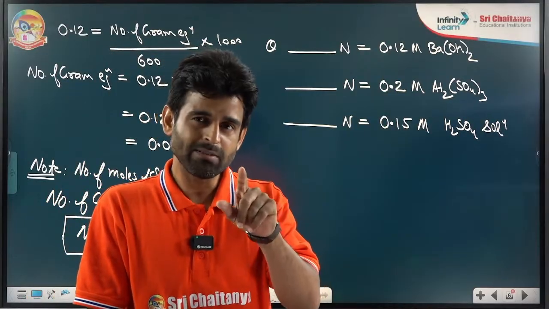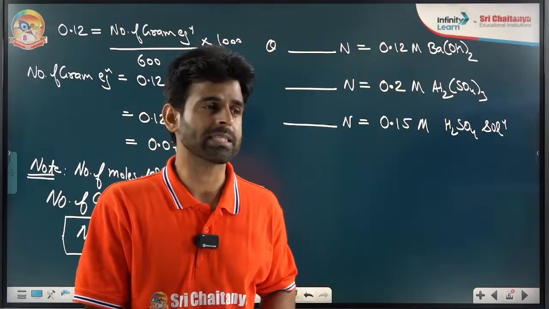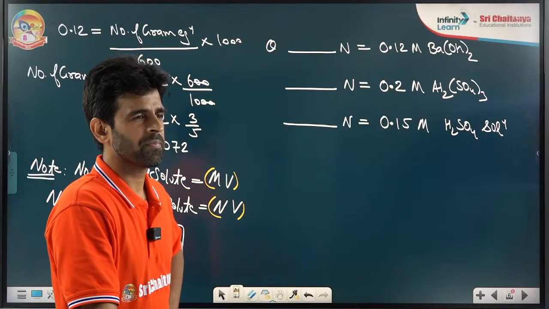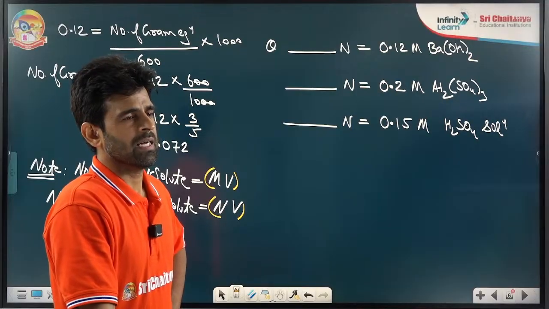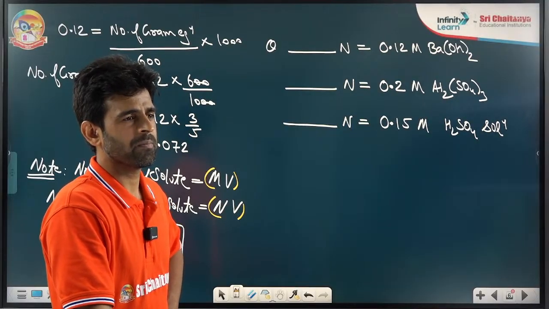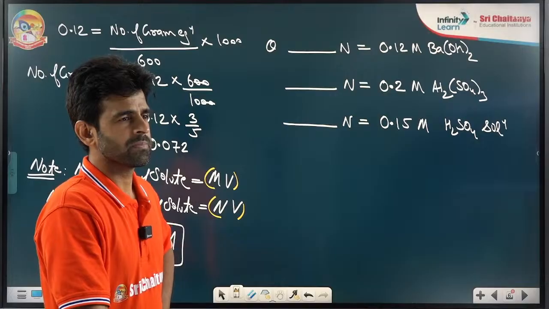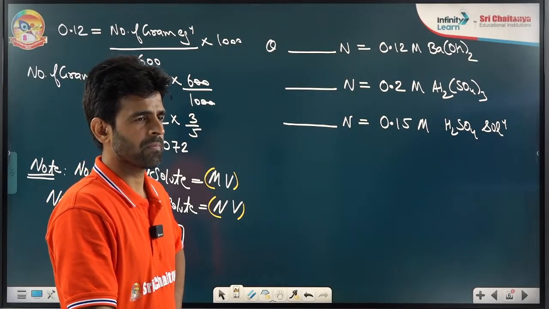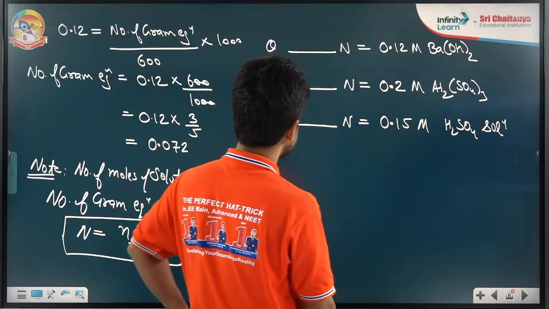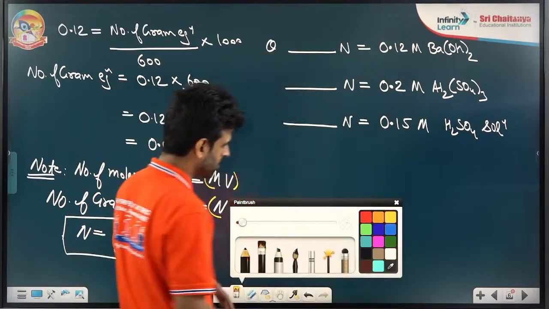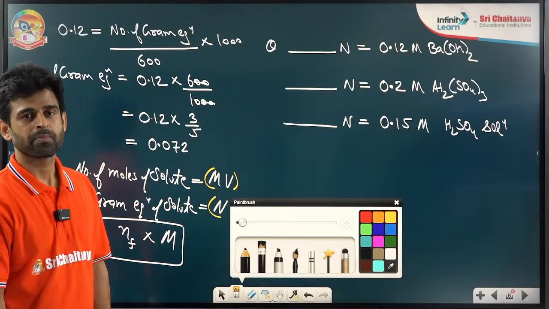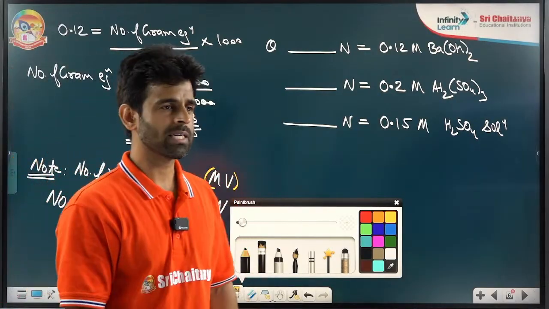Please give me the molarities. I get the molarity, and you have to find what? Normality. You do it fast. Okay, great. The formula is very simple. You have to use the n factor into what? Molarity. You have to use the n factor into molarity.